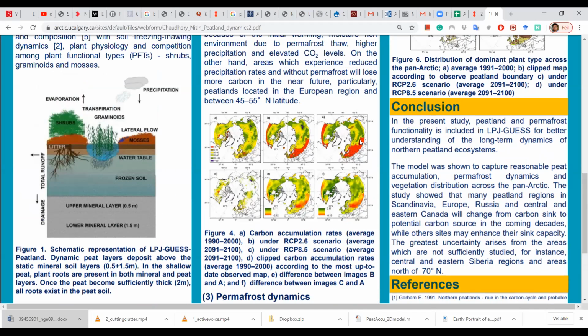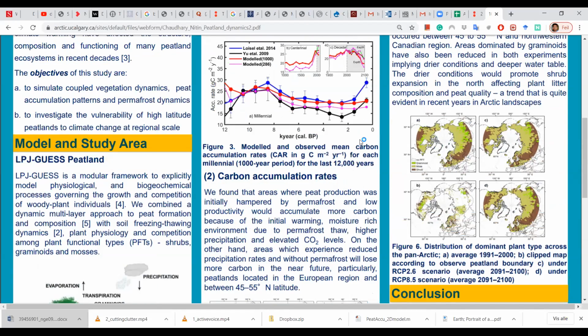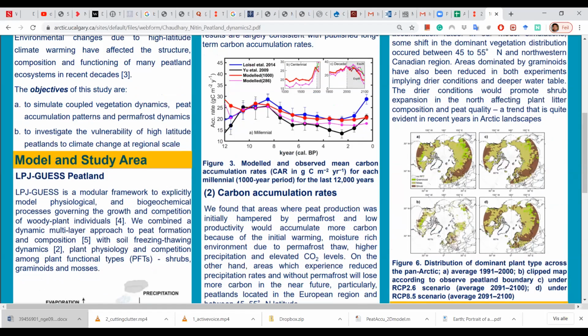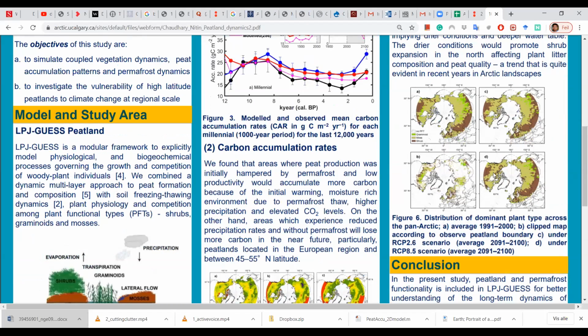Regarding vegetation distribution, we see that the majority of the peatlands are dominated by mosses. There are some peatlands which are dominated by graminoids and shrubs in the low latitude areas. This is RCP 2.6 and this is RCP 8.5. In the low warming scenario, the shrubs remain in the low latitude area, but there are some patches which indicate that because of the warming, shrubs migrate towards the north. Similarly, in the high warming scenario, there is a high tendency of shrub migration.